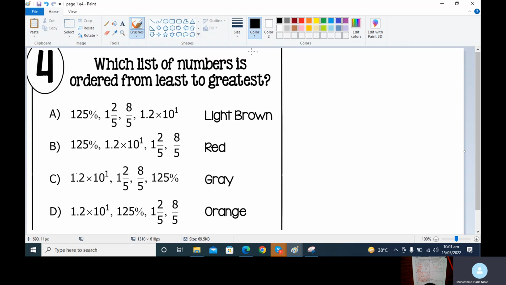So first of all, see this option A, 125%. 125% means 125 over 100, isn't it? And in decimal it is 1.25. So the next number is 7. 125 divided by 100 equals 1.25.